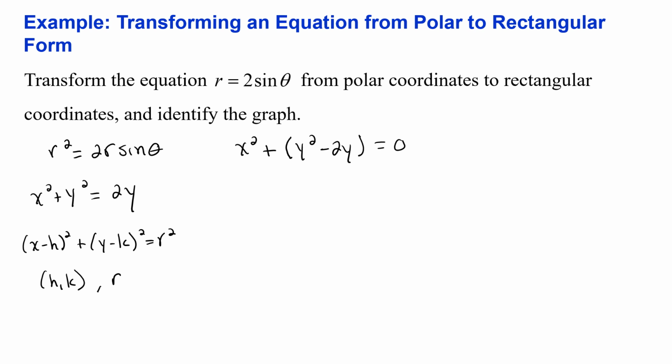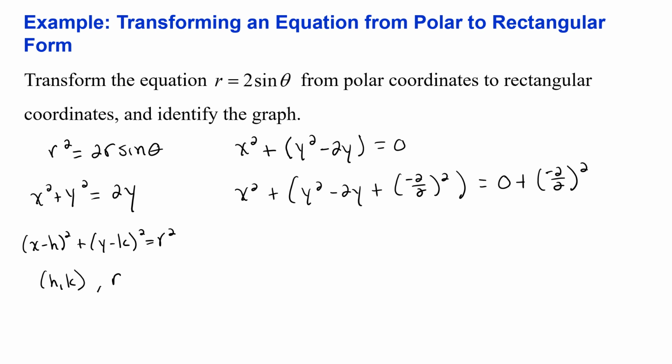So we write our equation as x squared plus, and then in the parentheses we will have y squared minus 2y plus the quantity negative 2 over 2 squared. That's going to equal 0 plus the quantity negative 2 over 2 squared. And keep in mind, we need to add the same thing to both sides of the equation. Now, obviously, the square of negative 2 over 2 equals 1. So we can write our equation as x squared plus y squared minus 2y plus 1 equals 1.